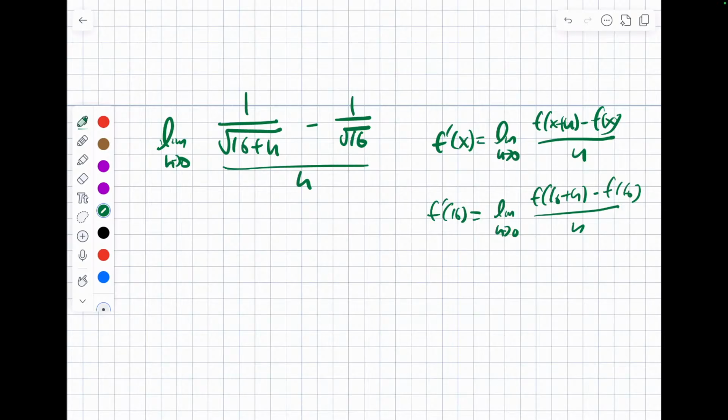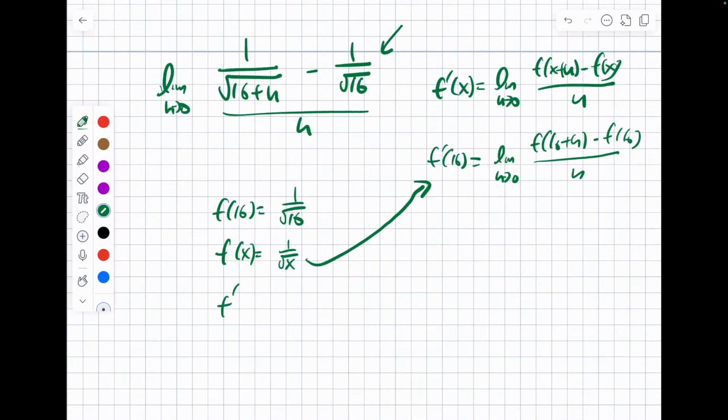But the problem is, which function, when you plug in 16, is equal to 1 over root 16? So which function would it be? What's the function? 1 over root x. Yes. So that means f of x is 1 over root x. Now I'm just going to do this, which is f prime of 16.